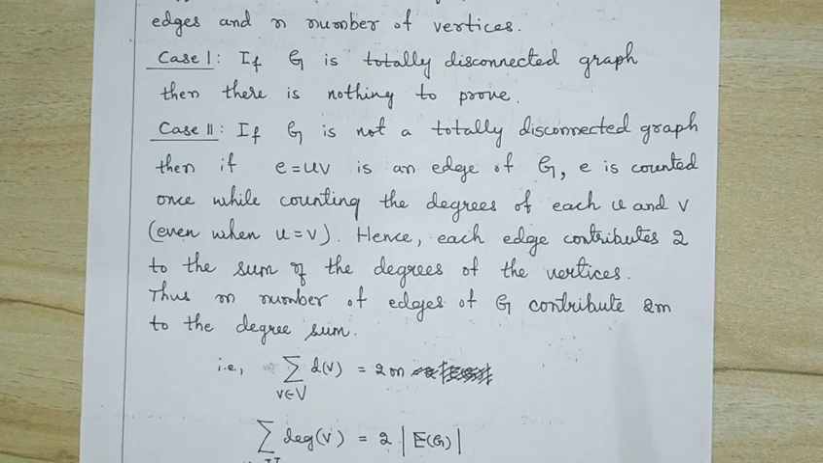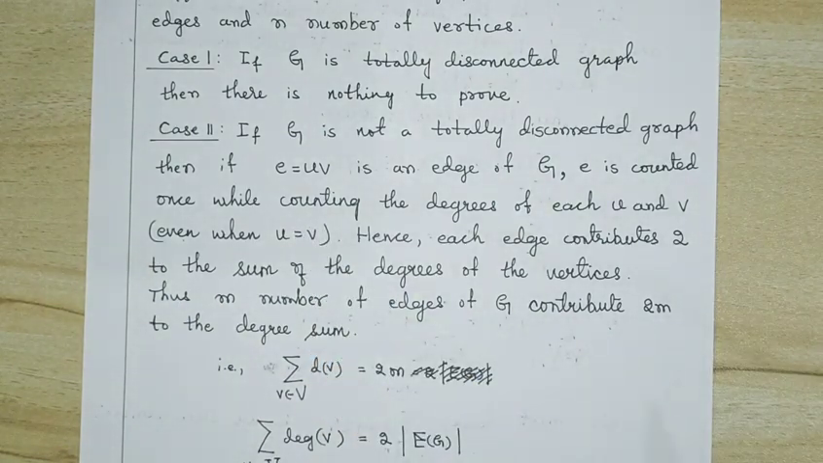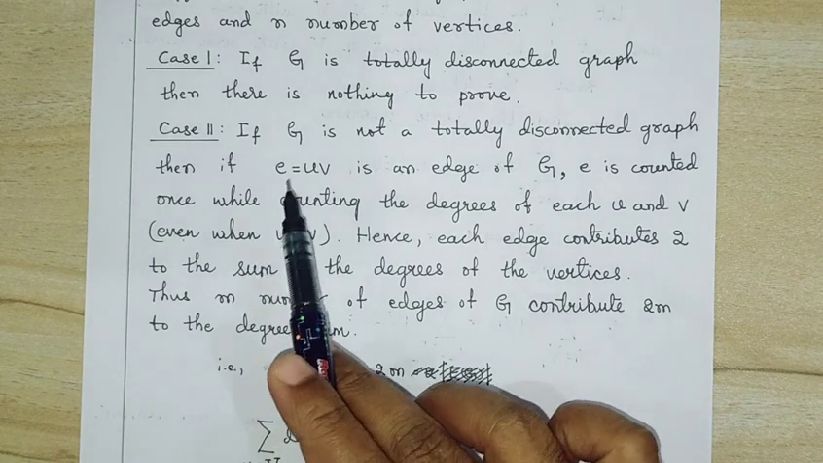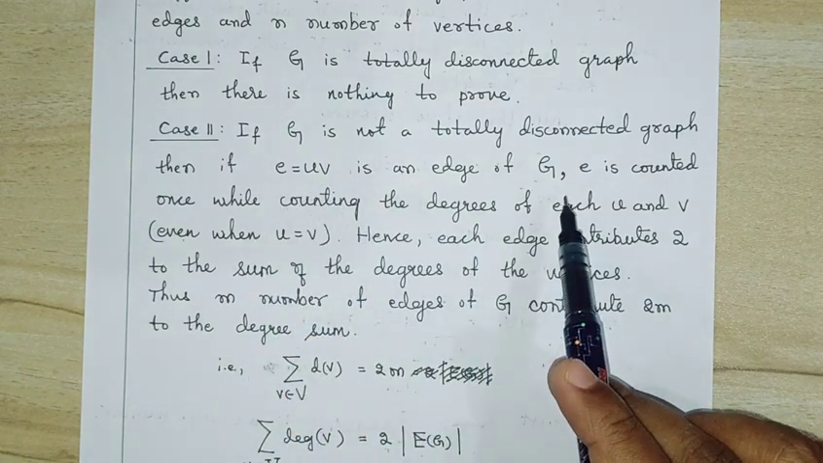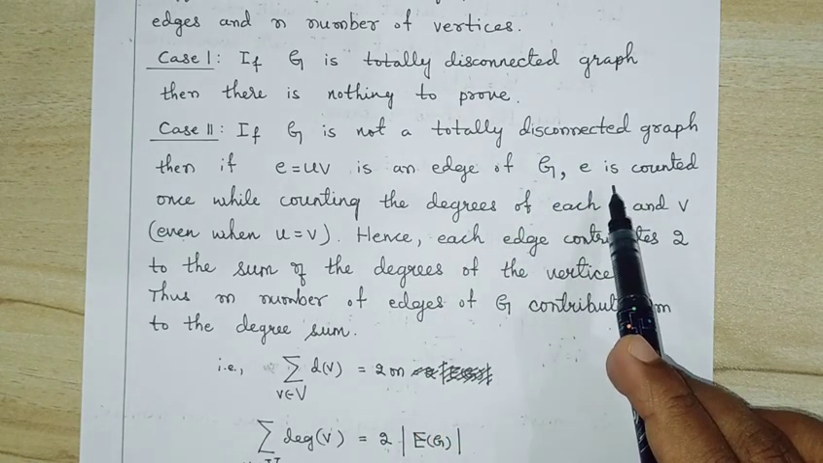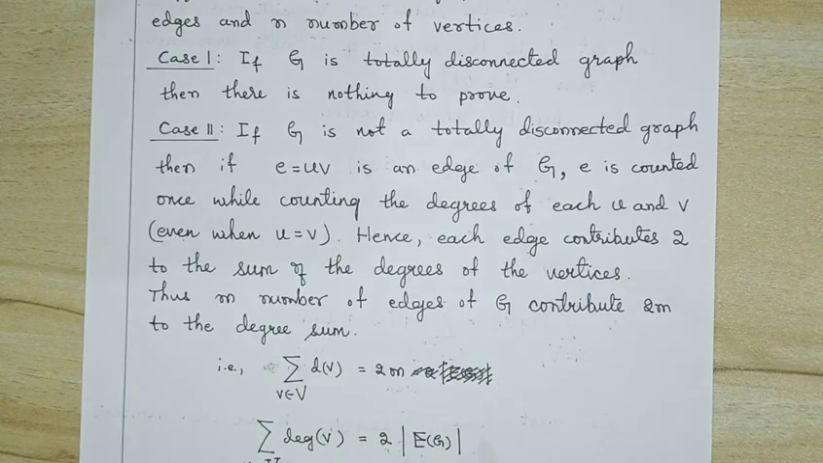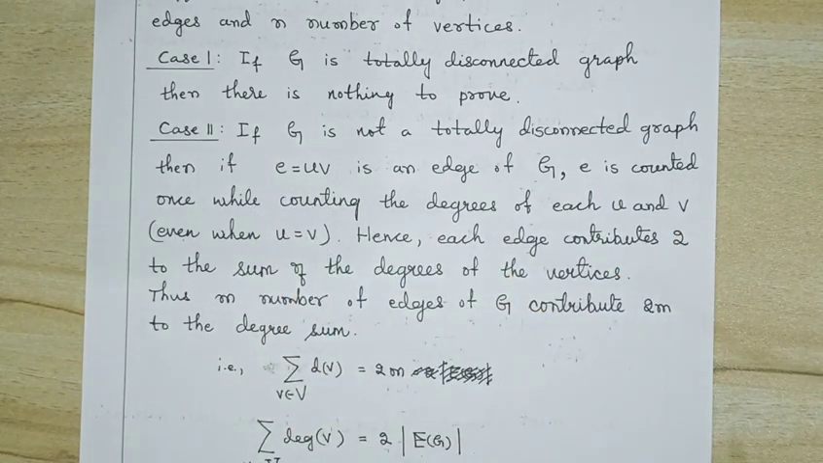If G is not a totally disconnected graph, that means we can see edges there, at least one edge. So if e equals uv is an edge of G, then while calculating the degree of u, we will count e once, and to calculate the degree of v, we will count e once, right?